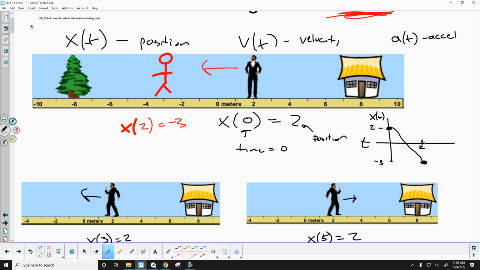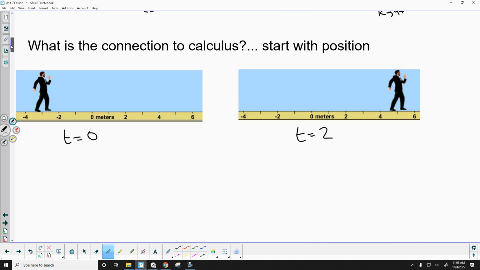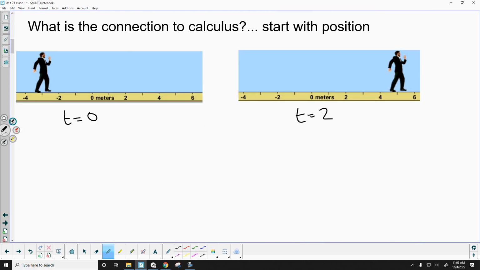Now let's find the connection to calculus. Like, great, this semester, why is this going to be easier now than it was when I first did kinematics and physics? All right, well, I'm going to give you a situation. I got a dude, he's moving to the right. At t equals 0, his position is -3. At t equals 2, his position is now 5. Okay, tell your neighbors what happened.